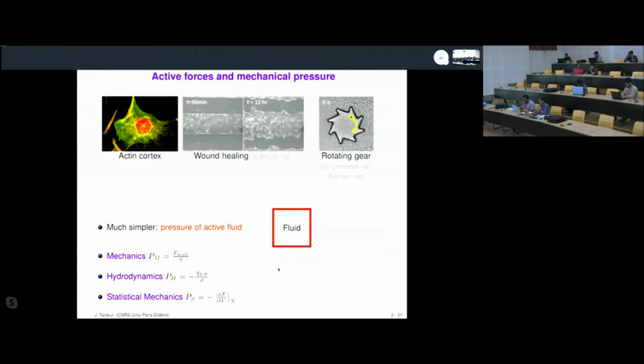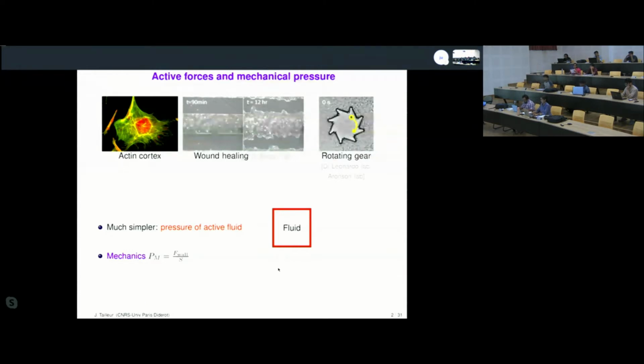When you have an active system like cells crawling on a substrate, you're not in equilibrium. So the stat-mech pressure is not very useful, you don't have a free energy. But you don't have momentum conservation either. When cells push on a substrate, they exchange momentum with the substrate. So you don't have momentum conservation, so the hydrodynamic pressure is not very interesting.